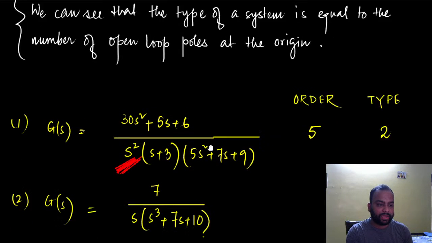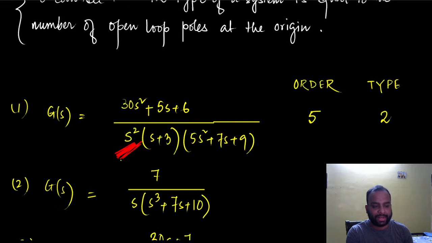The question is, how many open loop poles does this system have at the origin? So how many poles do you have at s equal to 0? You have 2 poles at s equal to 0, right? Because of that, you have 2 poles at s equal to 0, and that's the type of the system, right?